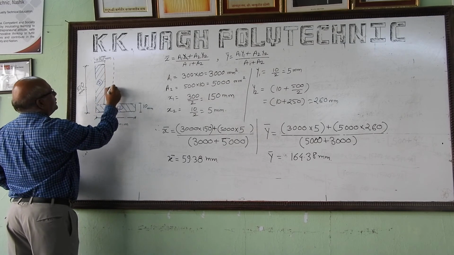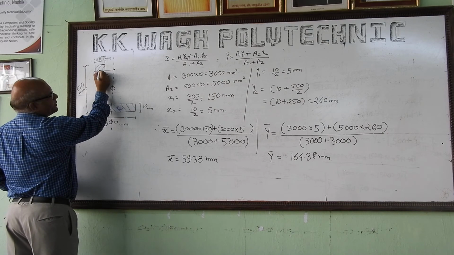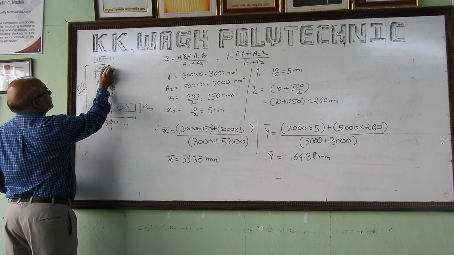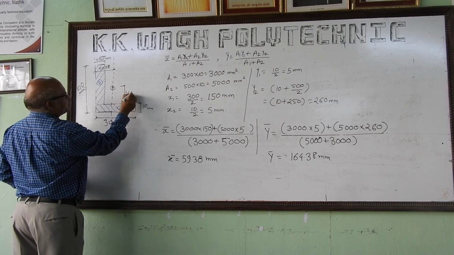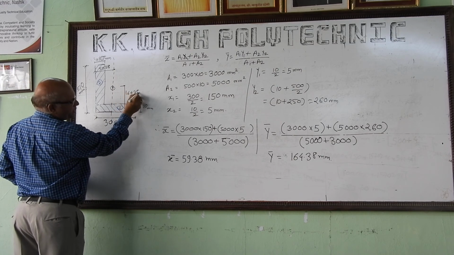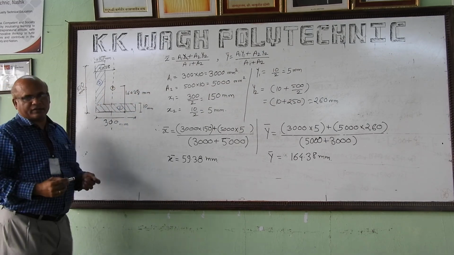So accordingly, if I draw a line, this distance will be 59.38 and this distance will be 164.38 millimeters. So this is the centroid of the figure. Thank you.